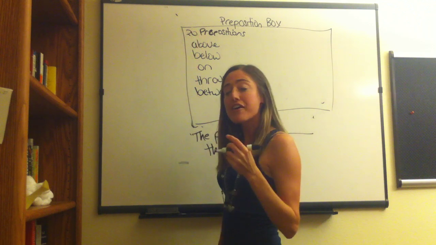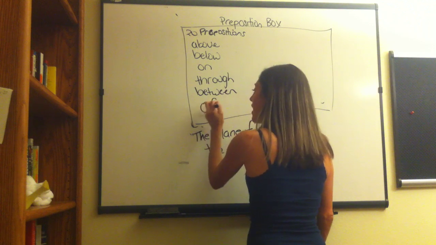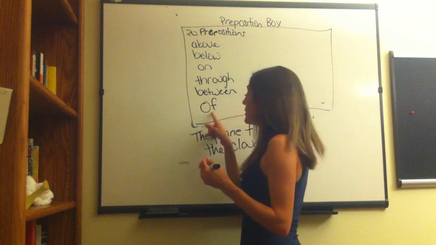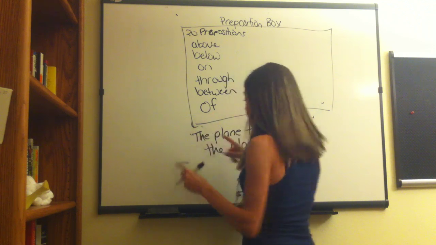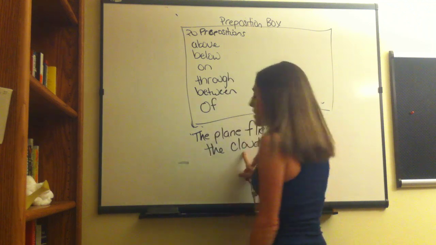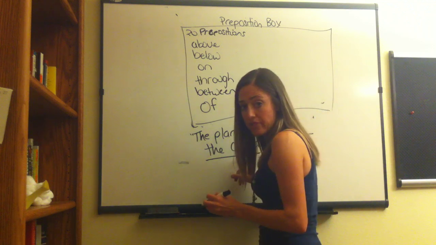Okay, there are a few exceptions. One that I'm going to point out today. The word of. The plane flies of the cloud doesn't really work. But of is always a preposition. Here's what you need to know about prepositions. That 99.99999% of the time, there will be an object that follows the preposition, okay?